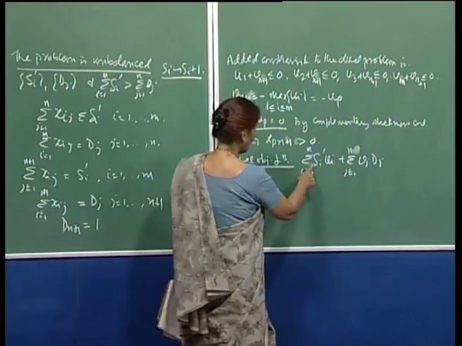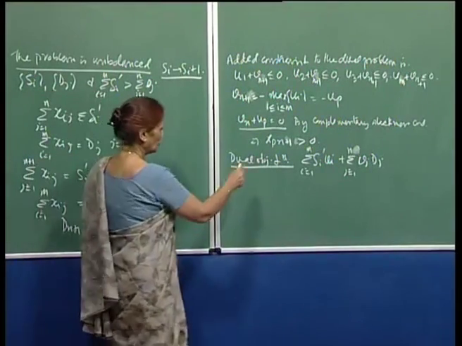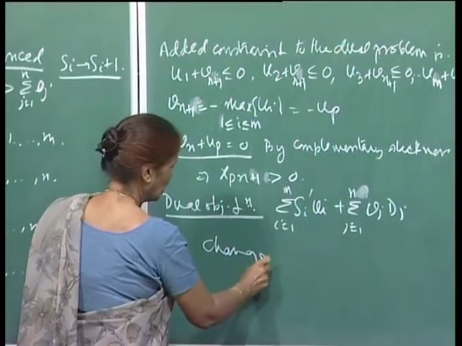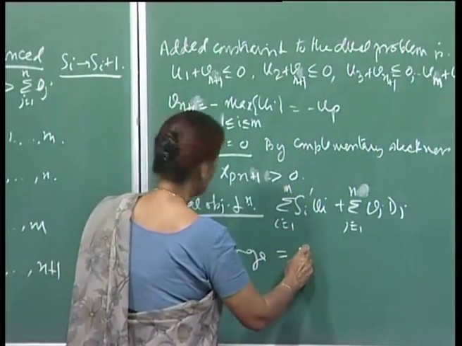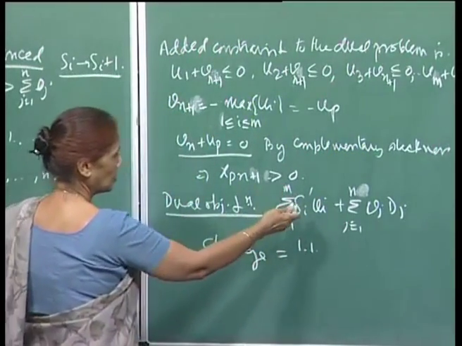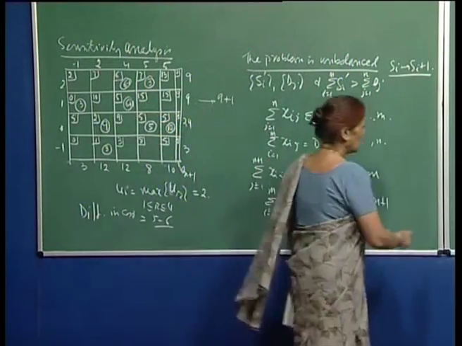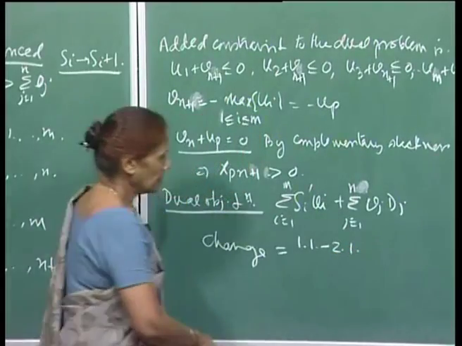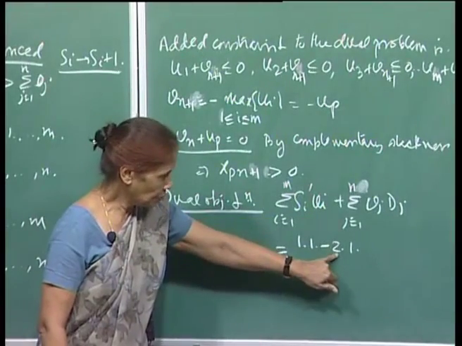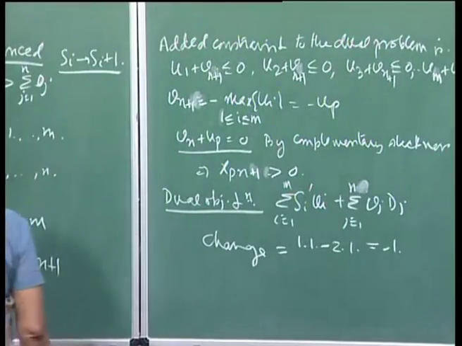So, when we do this, my S_2 went up. That means the change in the dual objective function will be: this was your u_2, which is 1 into 1, because S_2 went up by 1. And the difference is minus 2 into 1, because S_1 came down by 1 and the corresponding u_1 is 2. So I subtract this, and this becomes minus 1. So the two costs match.